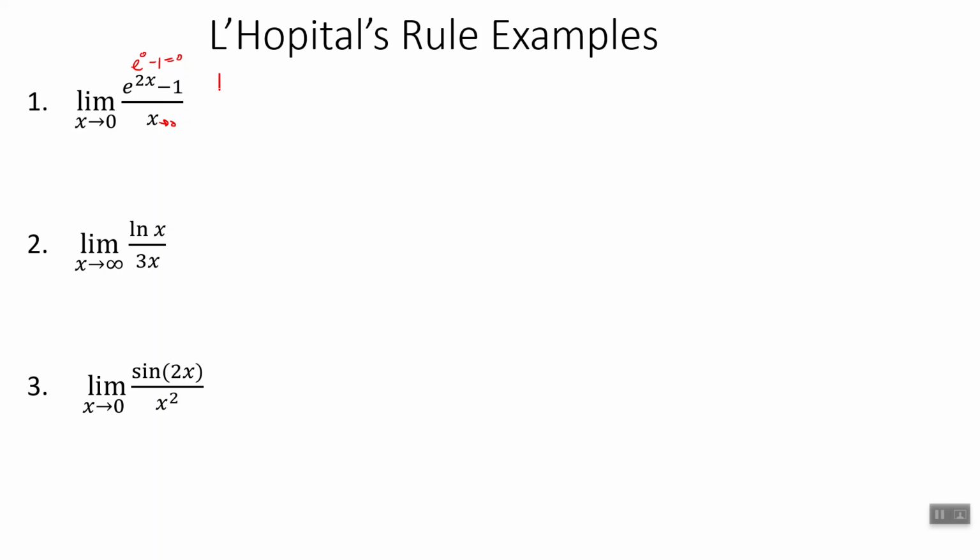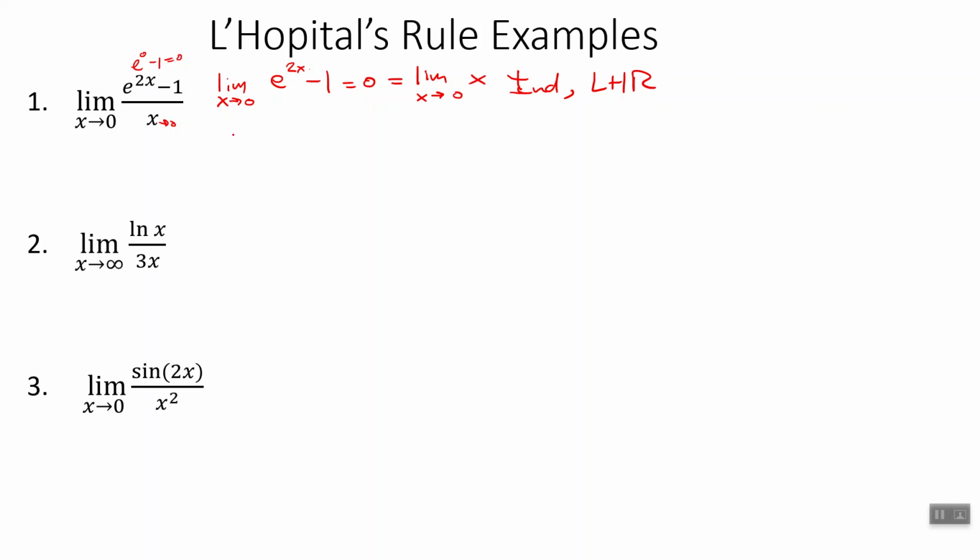So what we want to write is the limit as x goes to 0 of e to the 2x minus 1 equals 0. And the limit as x goes to 0 of just x, the bottom, also equals 0. This is kind of a cheeky way to do it. We just write each one equals 0. Then we can say it's indeterminate. And we're going to use L'Hopital's rule.